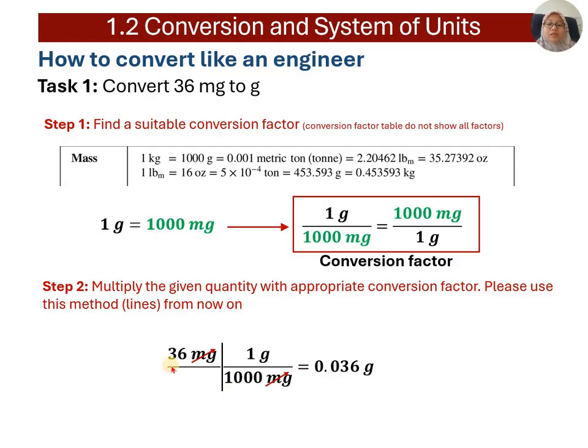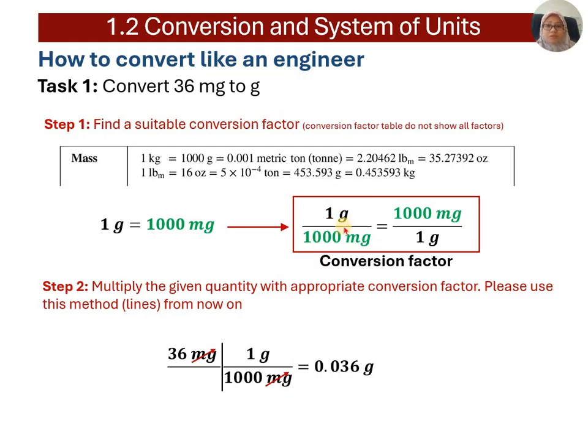So this method is used for unit conversion, especially for material balance subject. Please use this from now on because it really simplifies your calculation step and it reduces the possibility of doing some silly mistakes. Okay, and how to do the unit conversion? You just place the given quantity here at the first part, 36 milligram, and then at the next part, you just have to write down the conversion factor that is appropriate.